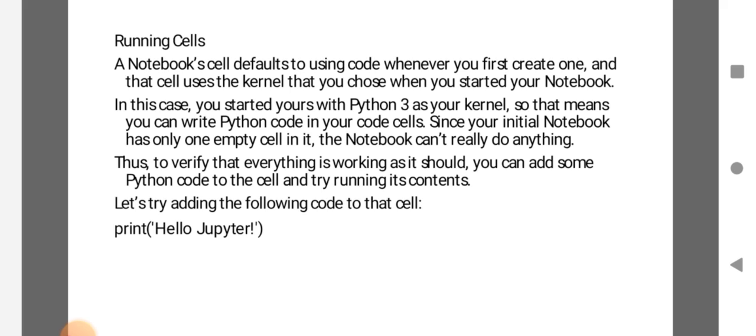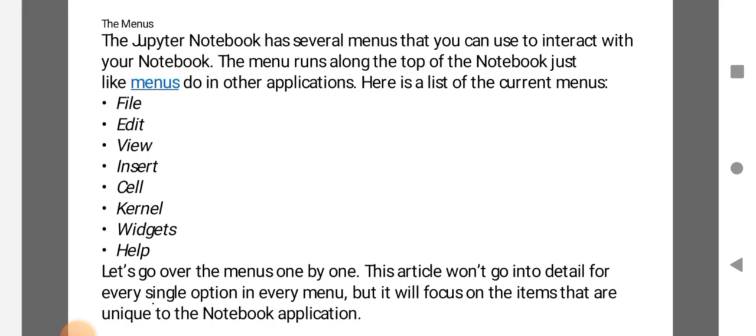Since your initial notebook has only one empty cell in it, the notebook can't really do anything. Thus, to verify that everything is running as it should, you can add some Python code to the cell and try running its contents. Let's try adding the following code to the cell: print hello Jupyter.